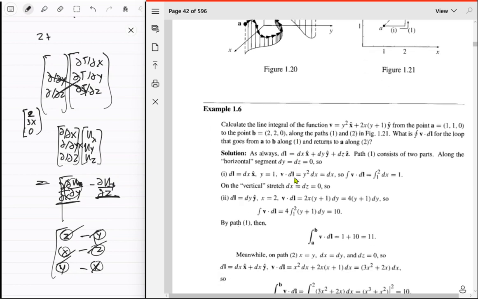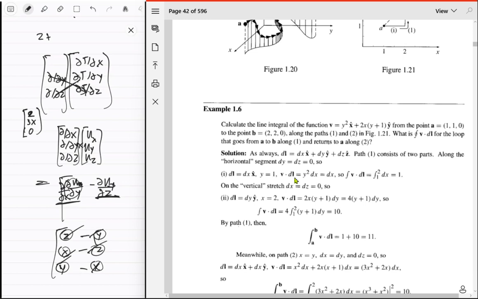Next, calculate the line integral of this function from the point (1,1,0) to this point. Are you serious? It's just a polynomial function. Come on, don't be like that. Okay, along what kind of path though? Along the paths 1 and 2 in figure 1.21. What is this? The path integral of v dot dl for the loop that goes from a to b along 1 and returns.